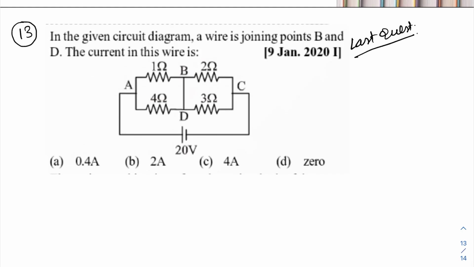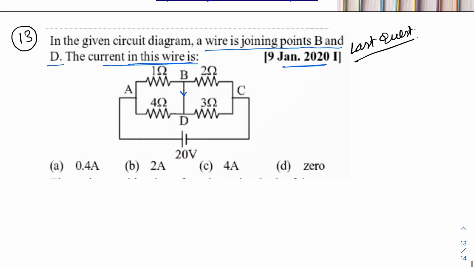Okay, we will see. In the given diagram, a wire is joined between the points B and D. The current in this wire, the current we need to find out between this B and D. How much current will flow? It is an IIT JEE question of 2020. Okay, the latest question is this.